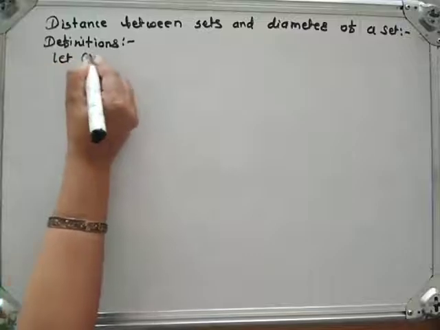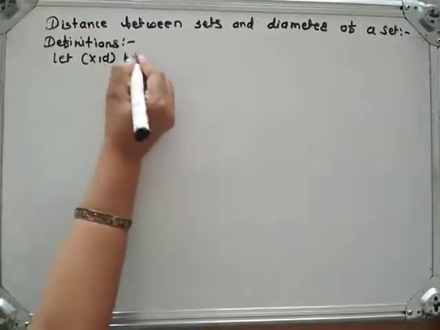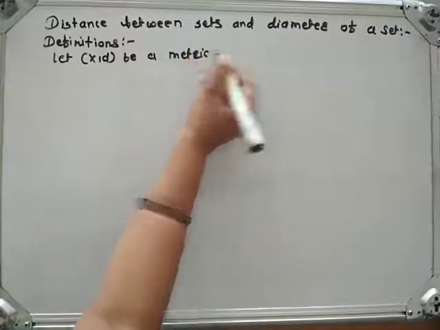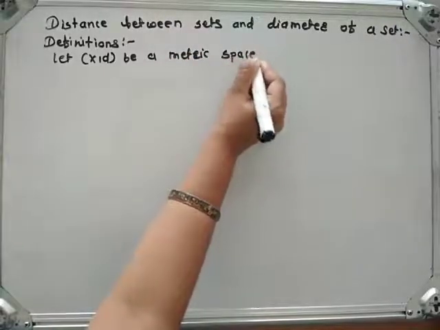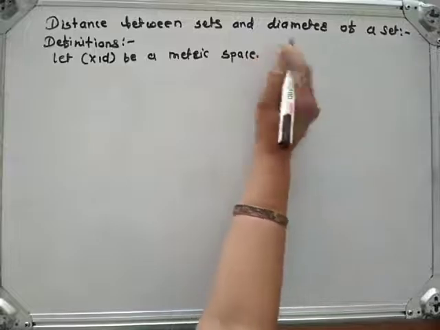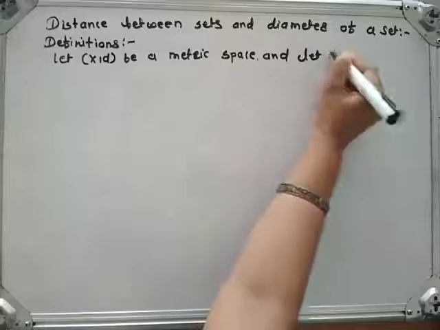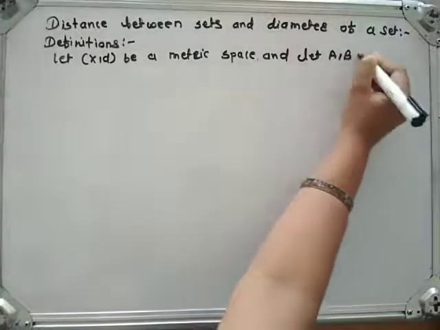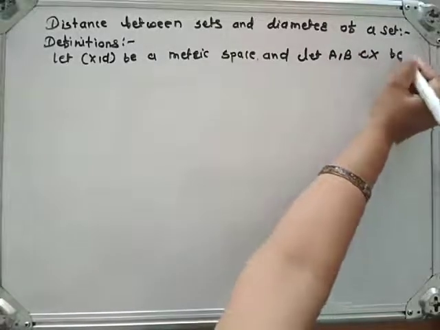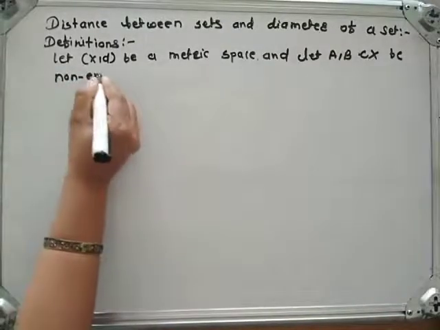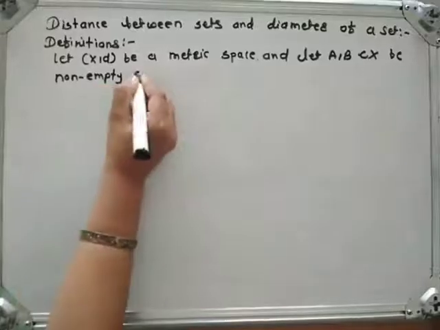Let (X, d) be a metric space, and let A, B be non-empty subsets of X.